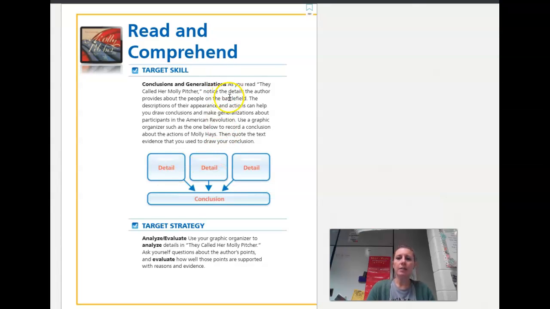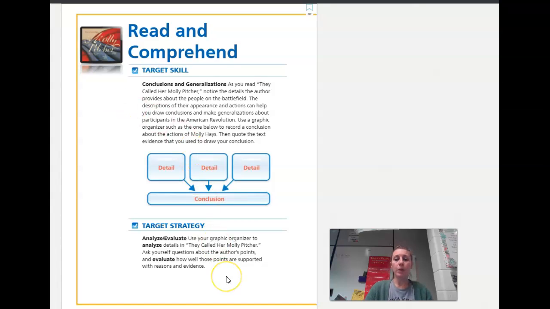Okay, so here it tells us, as you read, they called her Molly Pitcher. Notice the details the author provides about people on the battlefield. The description of their appearance and actions can help you draw conclusions and make generalizations about the participants in the American Revolution. Use a graphic organizer such as the one below to record a conclusion about the actions of Molly Hayes. Then quote the text evidence that you used to draw your conclusion.